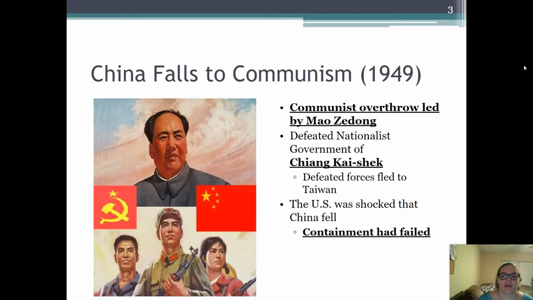All right, so to start with, you have China falling to communism. You have communists overthrowing the democratic government in China. The communists were led by this guy. His name is Mao Zedong. Yes, I know it says Zedong, but it's pronounced Zedong. And he is going to defeat the nationalist government or the democratic government led by Chiang Kai-shek. You'll also see him in textbooks as Zhang Jiechi.